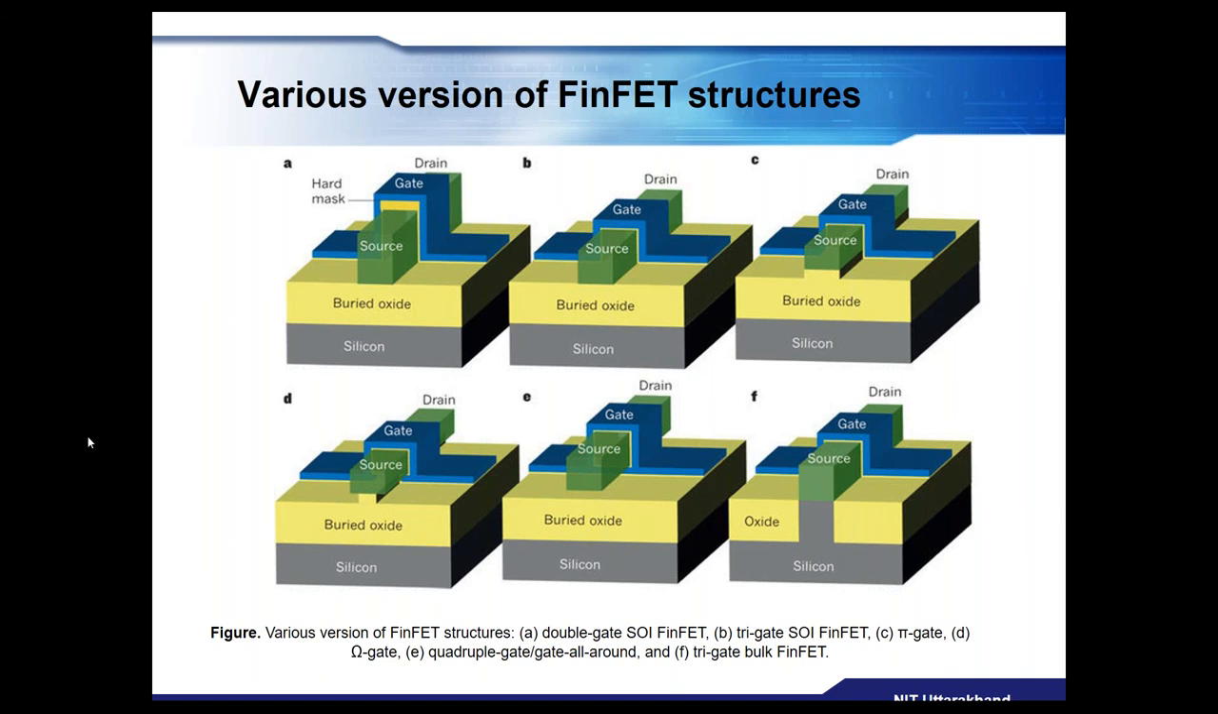There are different versions of FinFET that have been proposed, like double gate SOI. The first one is the double gate SOI, the second one is the tri gate SOI. Why I'm calling this a double gate SOI is because there is a hard mask in between the top gate and the silicon channel, so we call it a double gate SOI, because the third gate is a little bit ineffective. While in the case where the dielectric thickness is the same all over the three sides, we can call it a tri gate.